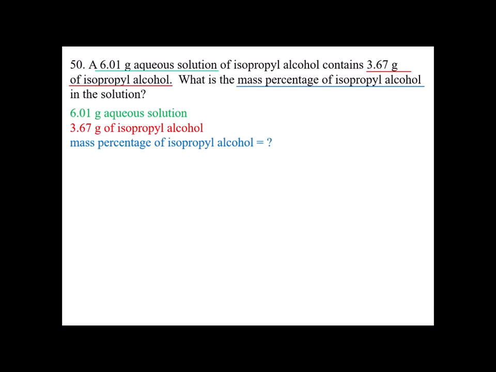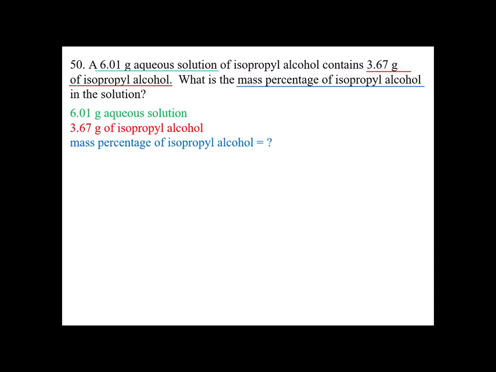Number 50 in the textbook says that a 6.01 gram aqueous solution of isopropyl alcohol contains 3.67 grams of isopropyl alcohol. What is the mass percent of isopropyl alcohol in the solution? As always, we're going to start this problem by taking the numbers and identifying what they are. 6.01 grams of aqueous solution, that's a mass because it's grams. We have 3.67 grams of isopropyl alcohol. And what is the question? The question is, what's the mass percent of isopropyl alcohol? So that one has a question mark.